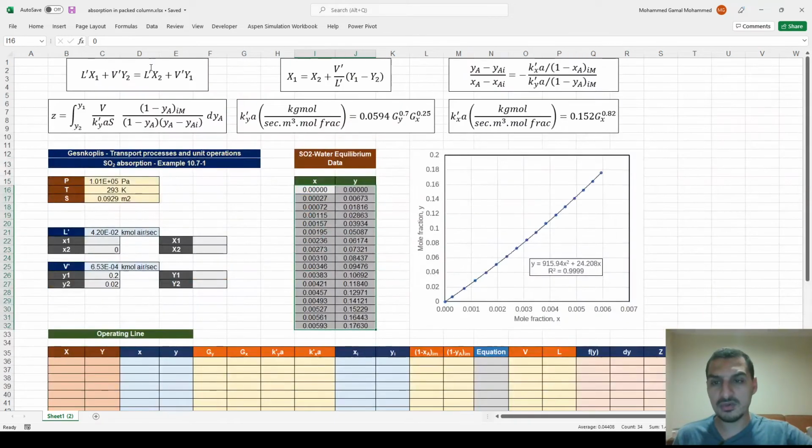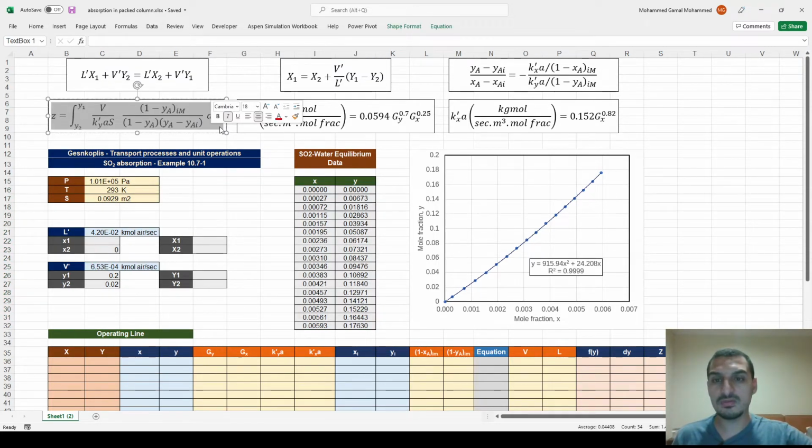So these are the equations, maybe to revise them. This is the operating line. This is another form of the operating line. This is the interfacial concentration equation that we're going to use to calculate the interfacial concentration. This is the equation that we're going to use to calculate the column height. And this is the K, the volumetric mass transfer coefficient in the gas phase, and the volumetric mass transfer coefficient in the liquid phase.